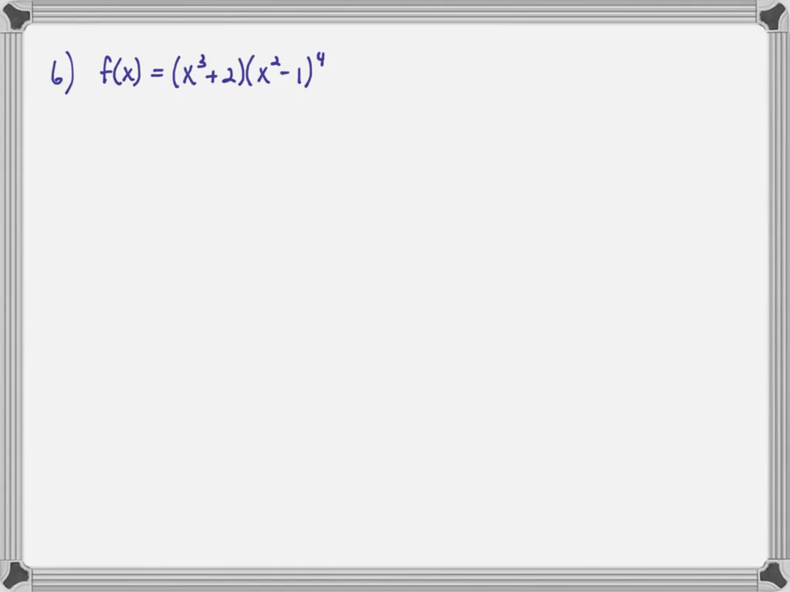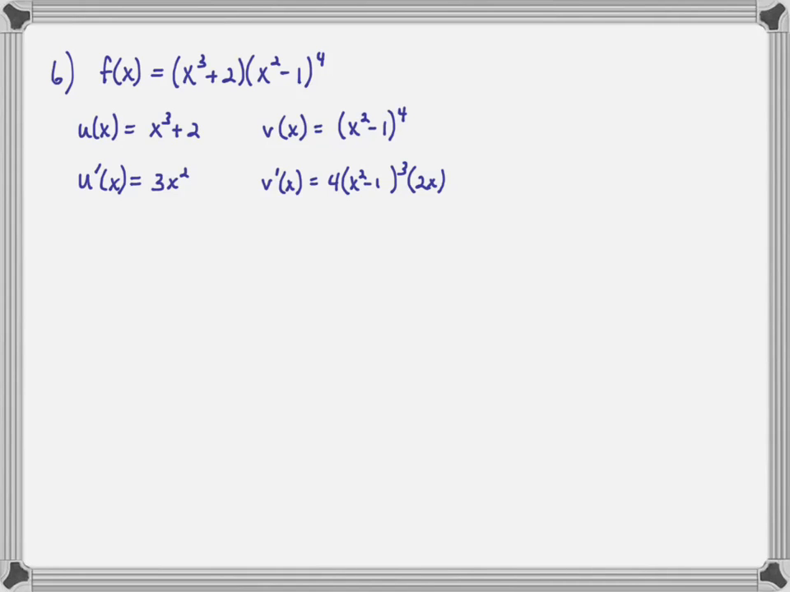Here's number 6. This is (x^3 + 2) times (x^2 - 1)^4, and we want the derivative of this function. Again, because this is two functions multiplied together, we'll use the product rule. So I'll separate it into x^3 + 2, and that derivative is going to be 3x^2. And then the other function is (x^2 - 1)^4, and for that derivative we're going to need the chain rule. So I'll do 4 times that binomial to the third, and then times the derivative of the inside, which is 2x. And I'll go ahead and clean up this 4 times 2x, which really can be written as 8x.